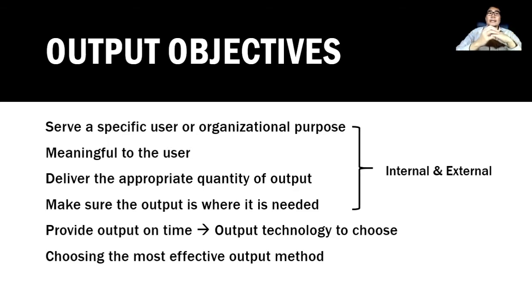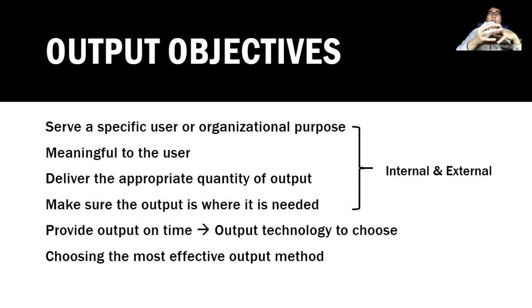And the third one is to deliver the appropriate quantity of an output. As you can see, between quality and quantity, there's a trade-off. The higher the quantity, the lesser the quality. But the lower the quantity, the higher the quality. This means that you need to pick one of the sides. So by delivering the appropriate quantity, you can maintain the quality of the output also.